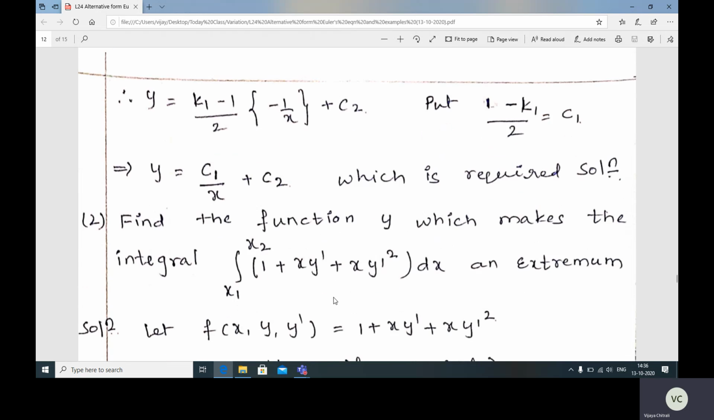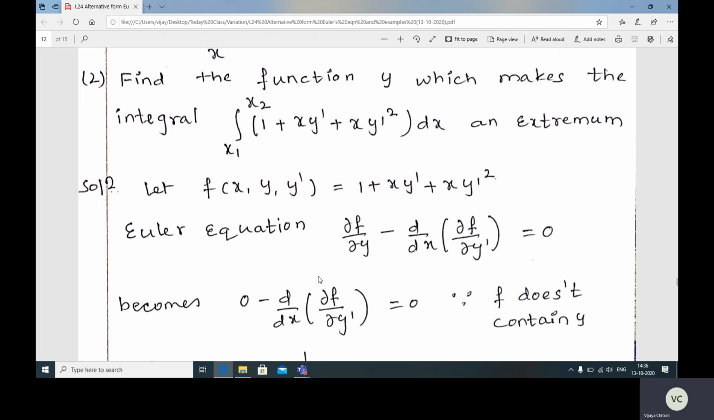Now move on to the second example. Find the function y which makes the integration from x1 to x2 of 1 plus xy dash plus xy dash raised to 2 dx an extremum.